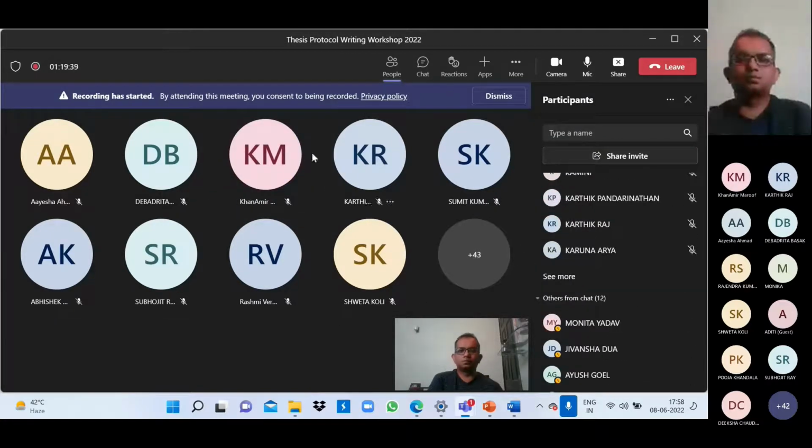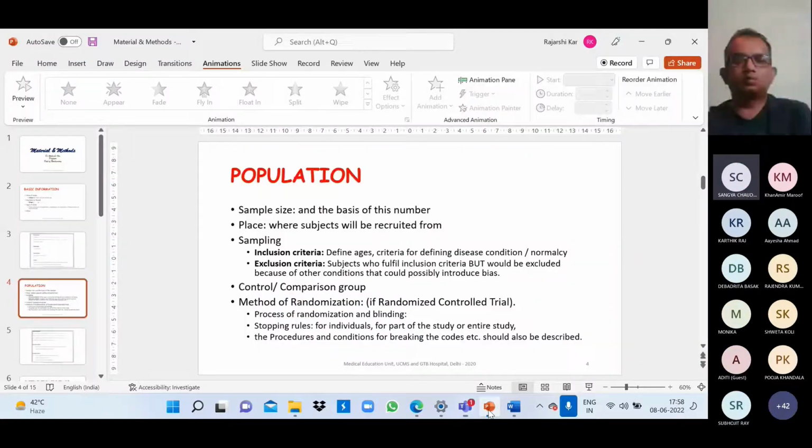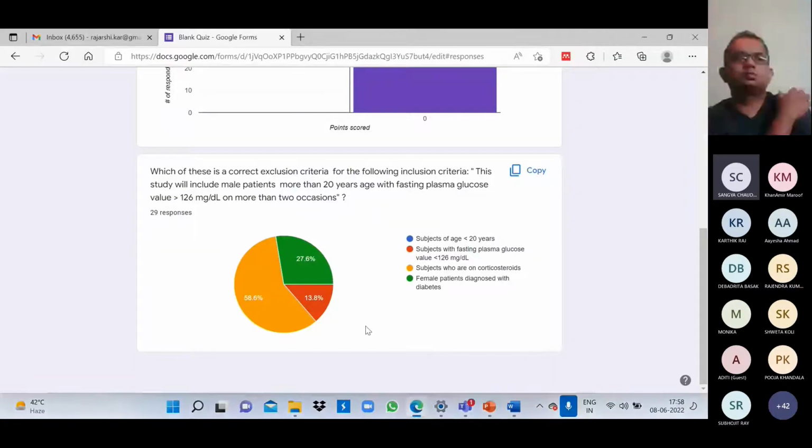Sir, the majority is correct because, as you mentioned in the previous slide, the exclusion criteria should not include the people who are already a part of the inclusion criteria. So in the inclusion criteria, we've already chosen the males who are more than 20 years and have a fasting plasma glucose more than 126. So those will be subjects in any case. We will exclude those out of them who will be on corticosteroid therapy.